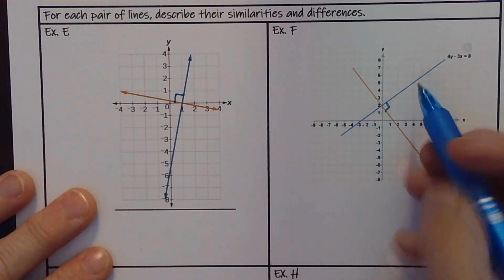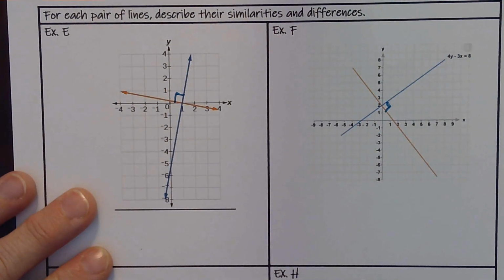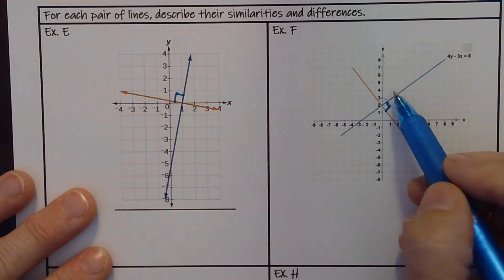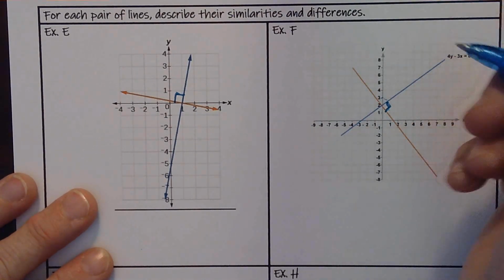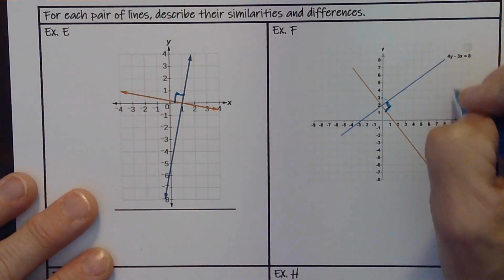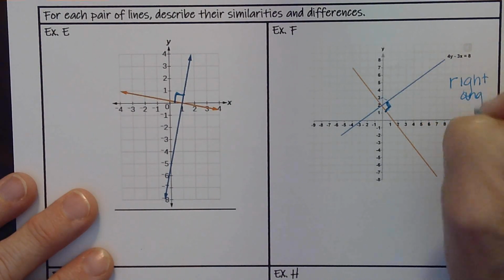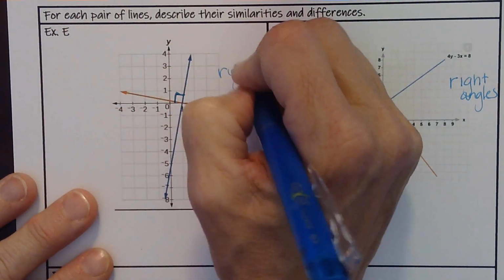These two lines are intersecting to form right angles. In fact, all four angles of the intersection will be right angles. So these are all intersecting to create four right angles. So right angles here as well.